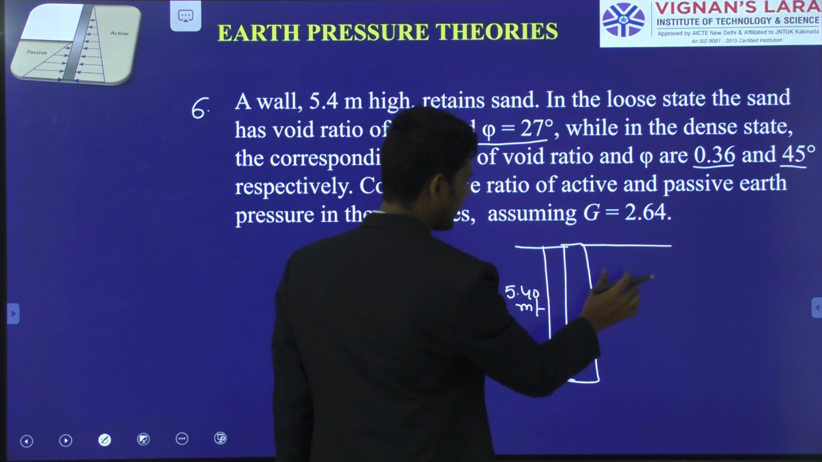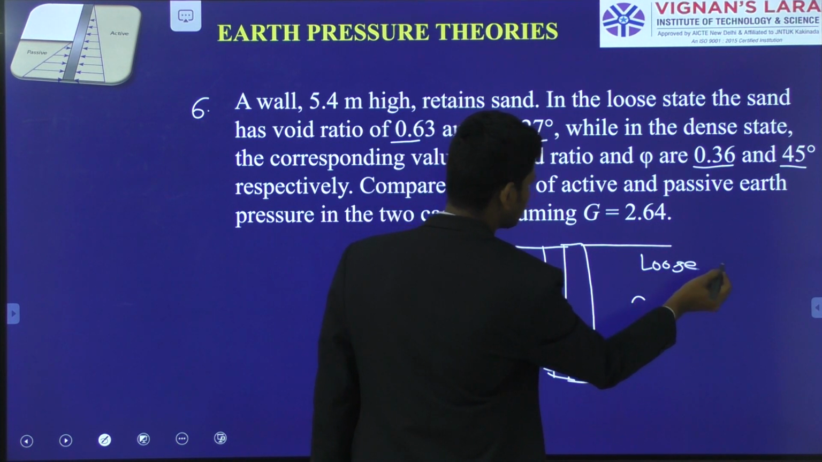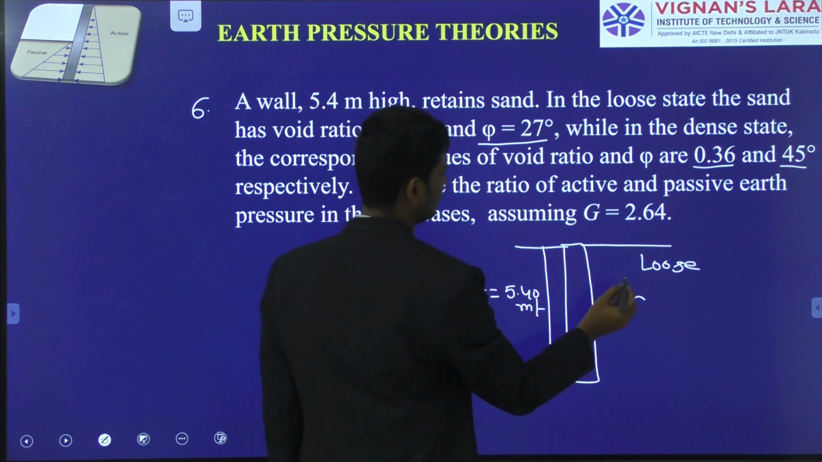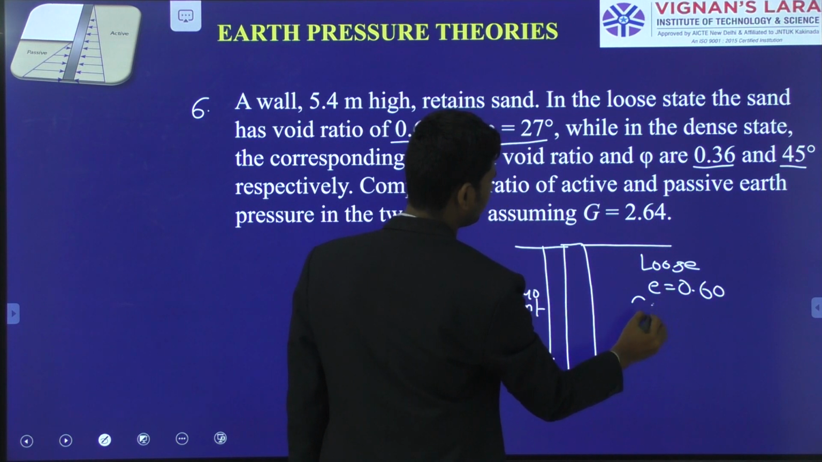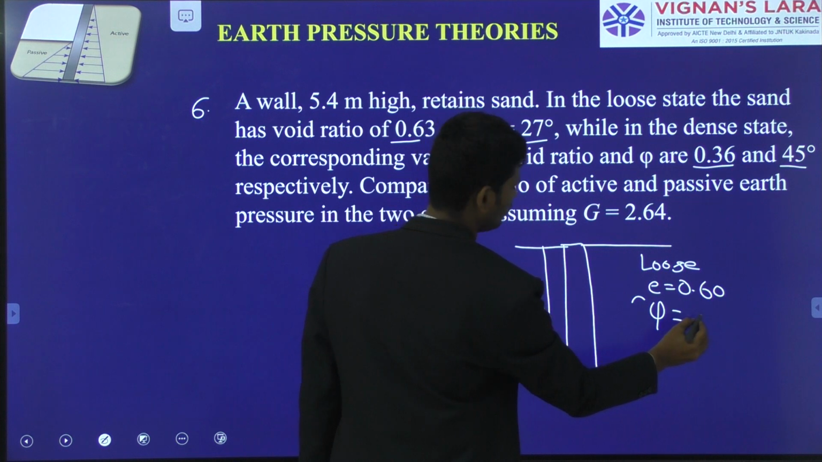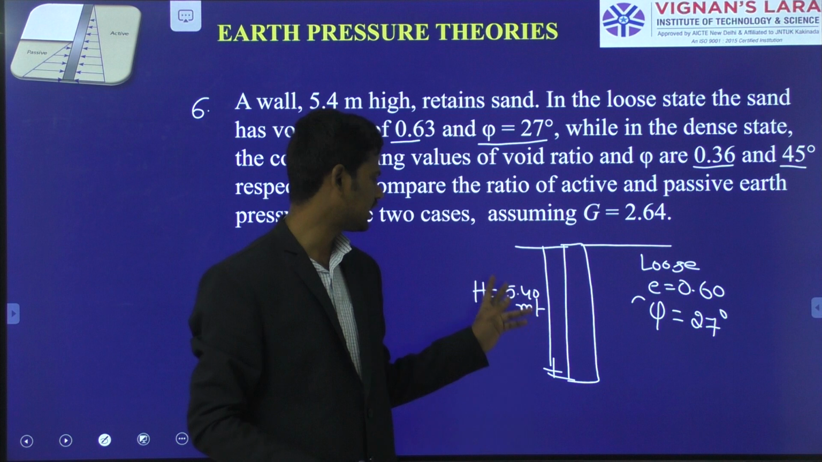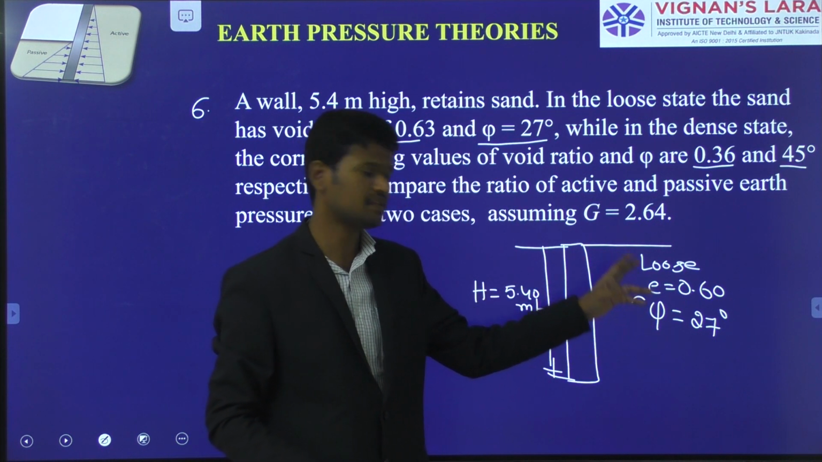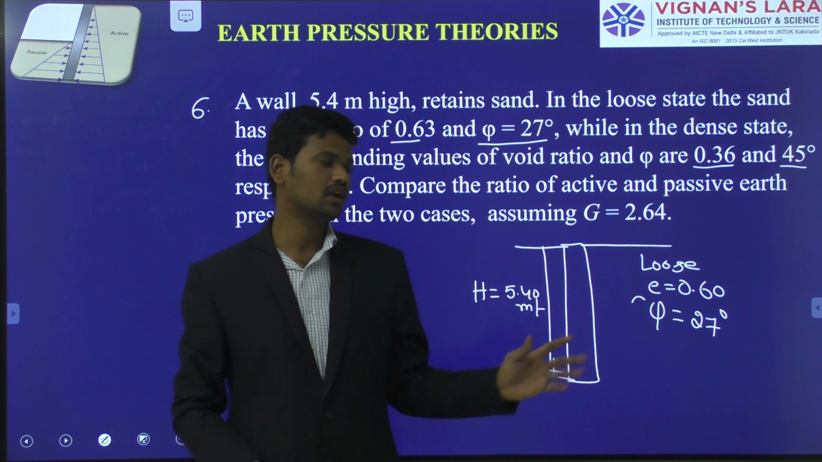Suppose this is your backfill. I am assuming this as backfill. If the backfill soil is in a loose state, they have given the void ratio of the soil e equal to 0.60 and angle of internal friction phi equal to 27 degrees. Here the height of the retaining wall is H equal to 5.40 meters, and the soil has these parameters. For these parameters, first we have to calculate the active earth pressure and passive earth pressure.